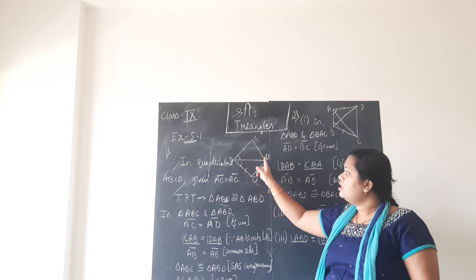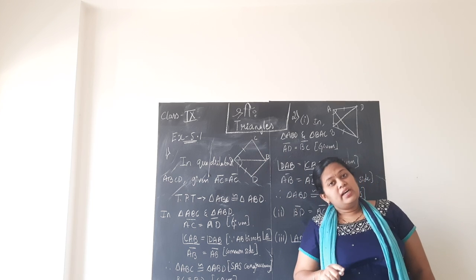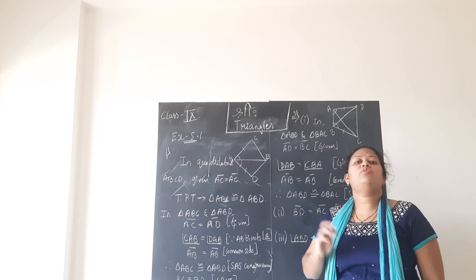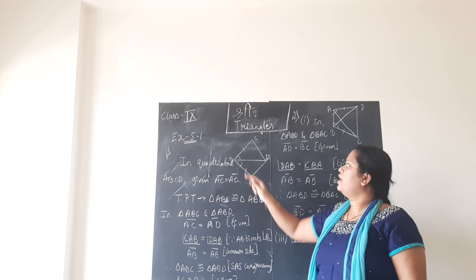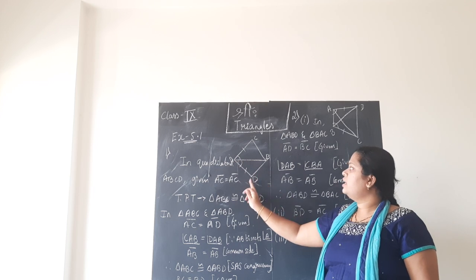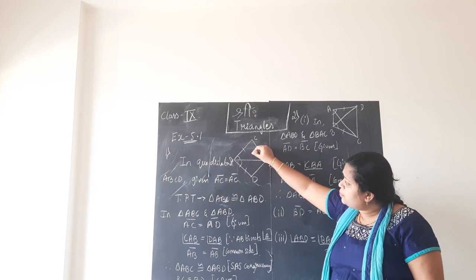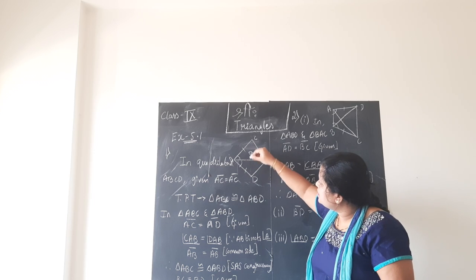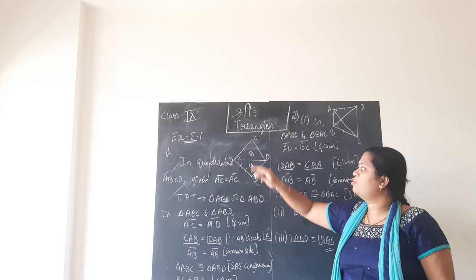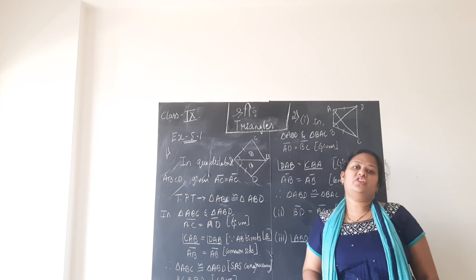Now, they have drawn a diagonal in the quadrilateral ACBD, which divides it into two triangles. Which are those triangles? It is very clear: triangle ACB is one triangle and triangle ADB is the second. See, this is triangle 1, this is triangle 2. They are asking us to prove those two triangles are congruent to each other.